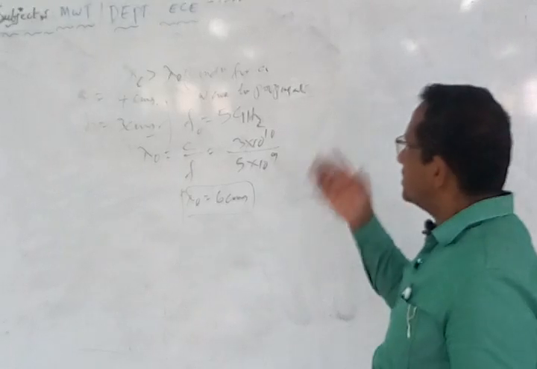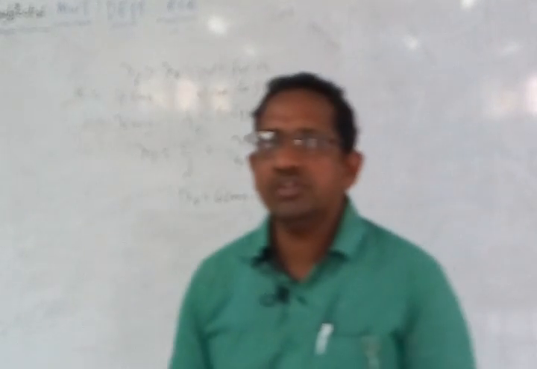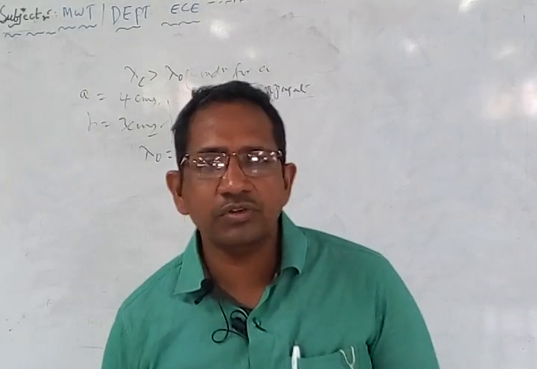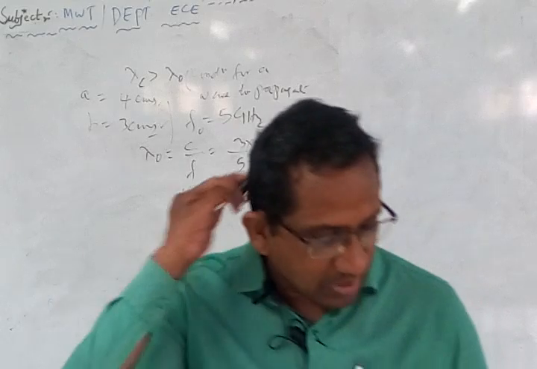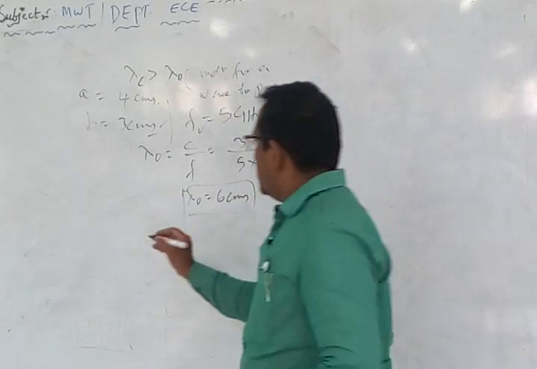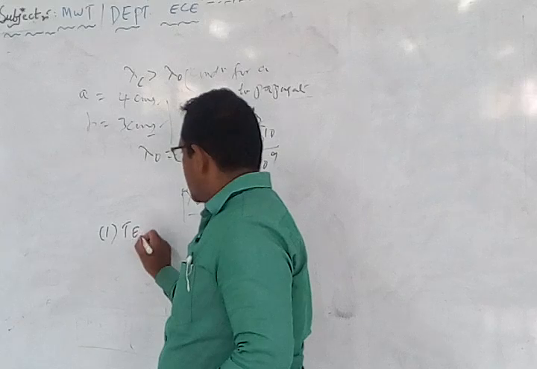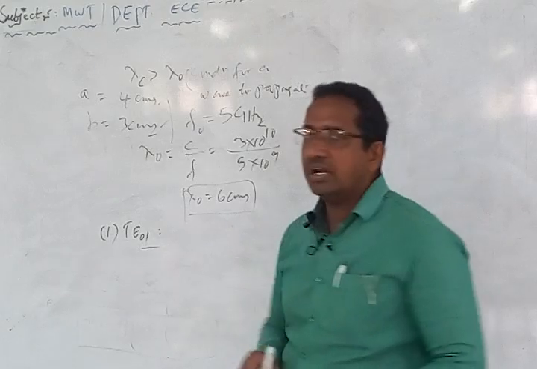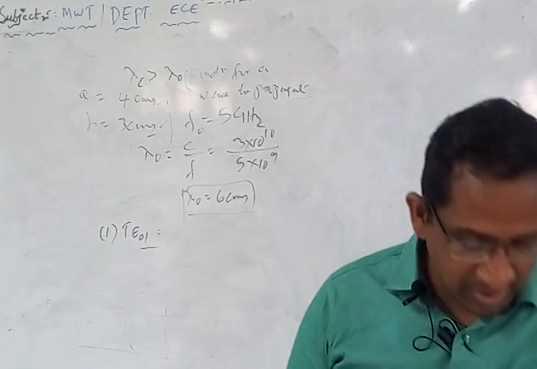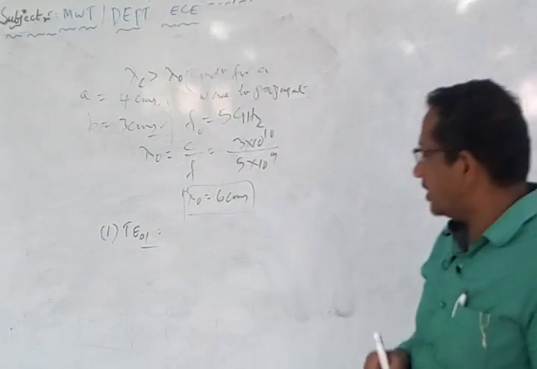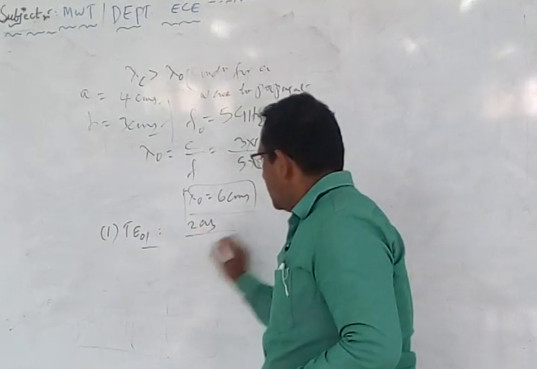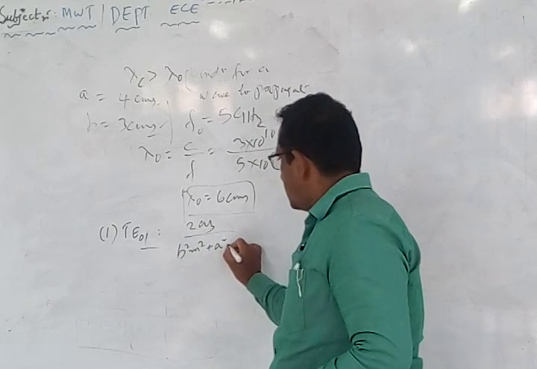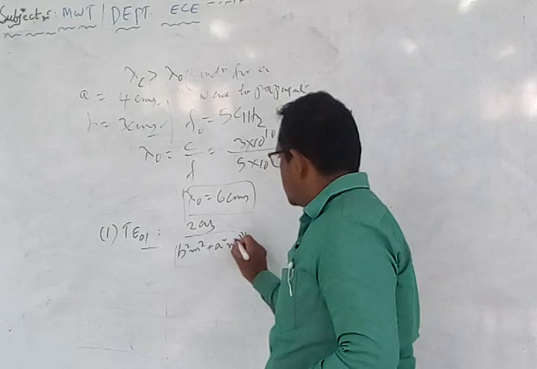So we will find lambda c for different modes, and we will see which modes are going to exist in the waveguide. The dominant mode is always going to exist. Let us go through the various modes now, starting with the TE01 mode. We calculate the cutoff wavelength for the TE01 mode. The formula is lambda c equal to 2AB by the square root of B squared M squared plus A squared N squared.